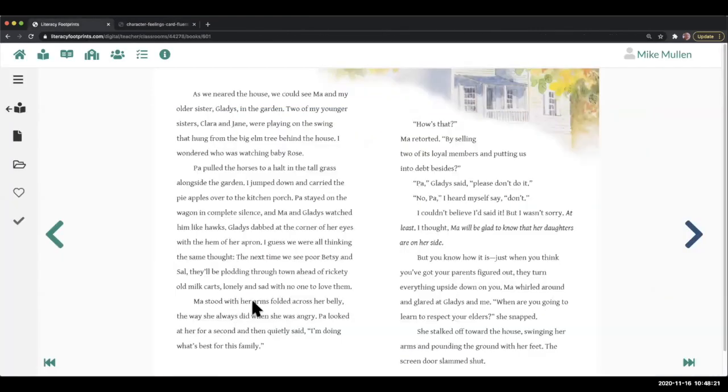Let's look at this. Ma stood with her arms folded across her belly, the way she always did when she was angry. Pa looked at her for a second and quietly said, I'm doing what's best for this family. Okay, we will look at this again tomorrow. This is a good stopping place for the story because what happens next is something that I want to talk about tomorrow.